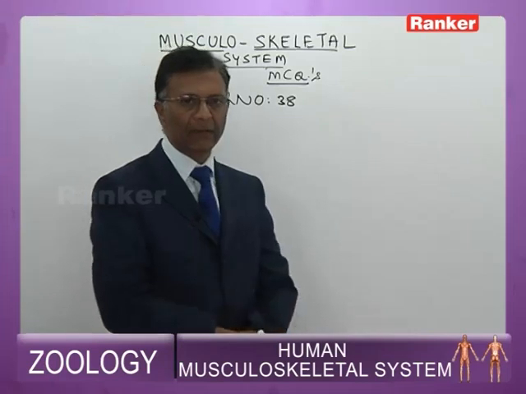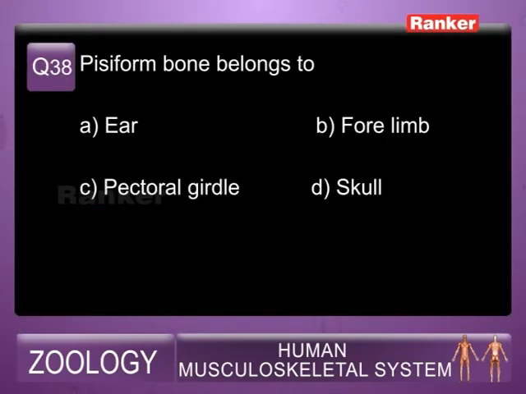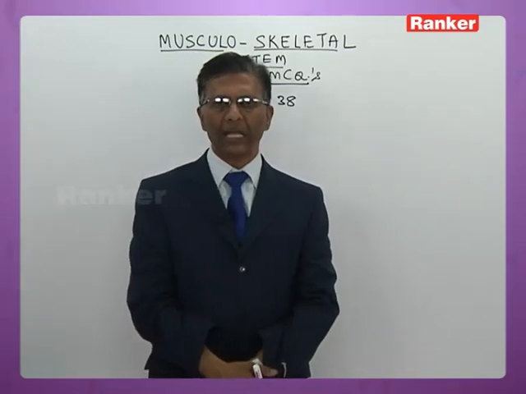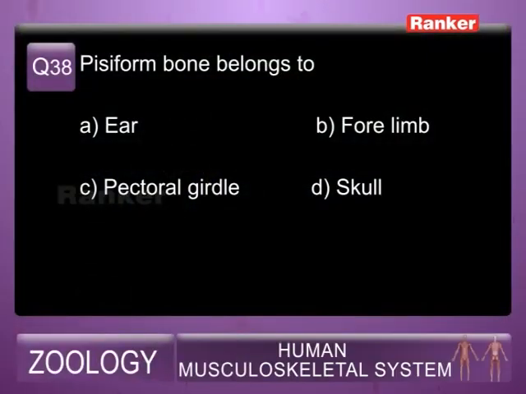Now 38th is here for you. Pisiform bone belongs to A. ear, B. forelimb, C. pectoral girdle, D. skull. Pisiform bone is one of the carpals, it lies in the wrist region of the forelimb. So the answer is B.